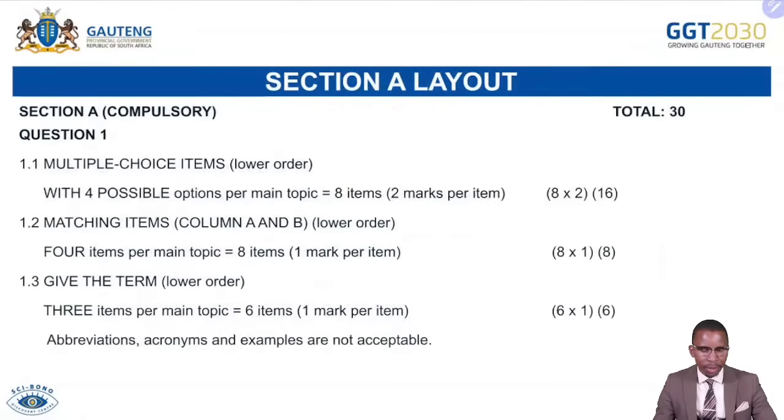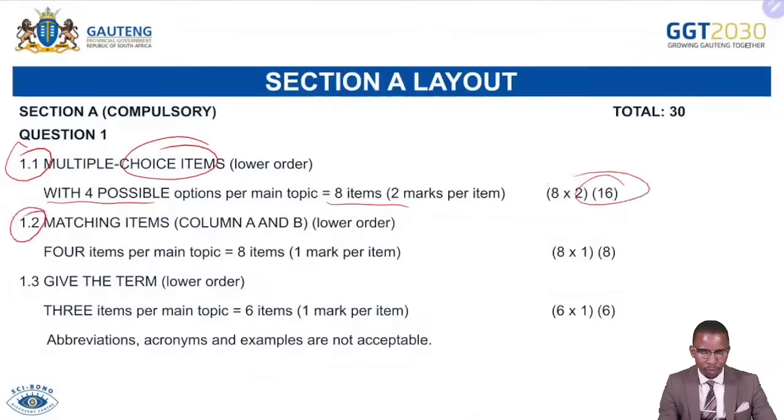And then section A layout, it is compulsory. Firstly, we have 1.1, which is the lower order responses. It's multiple choice. You are given the statement and 4 options in terms of A, B, C, and D. You choose the correct answer in terms of the letter. So with the possible 4 options per main topic, 8 marks, then it gives you 16 marks.